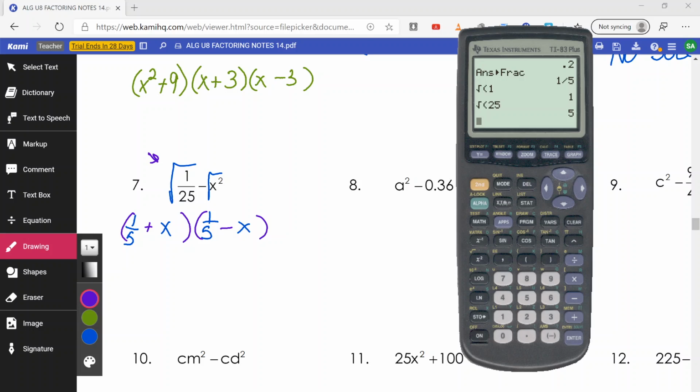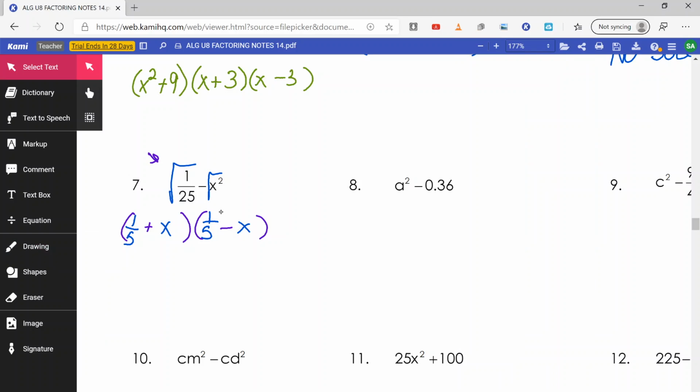So difference of two perfect squares. We divide off a common factor if we are able to. And then we will create two sets of parentheses. One with a plus, the other with a minus. And then we take the square root of the items in our problem, making sure they're in the correct order.